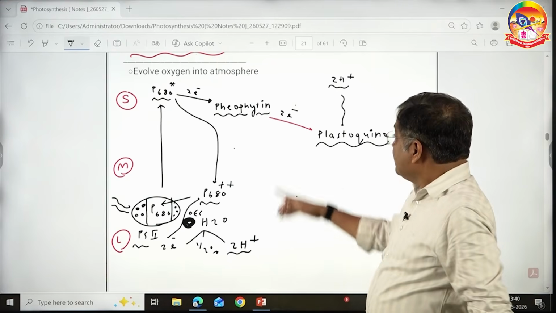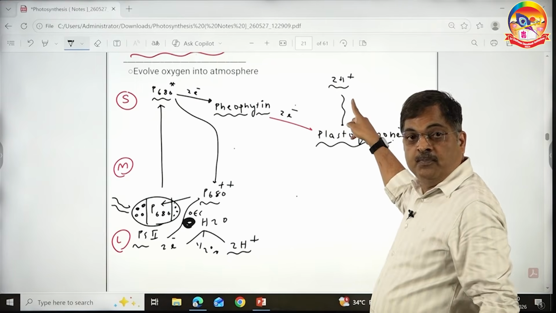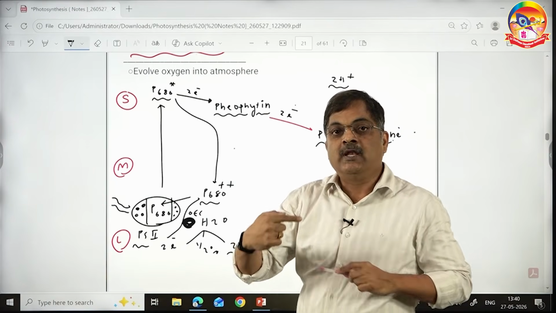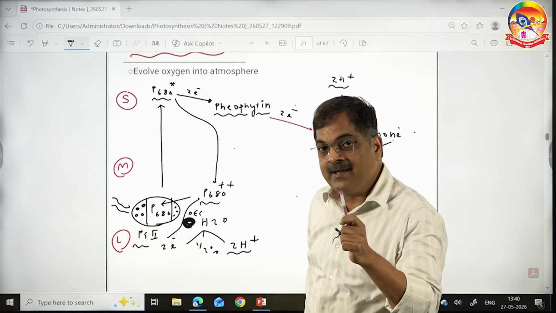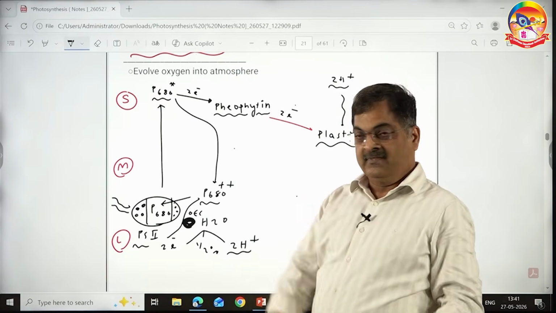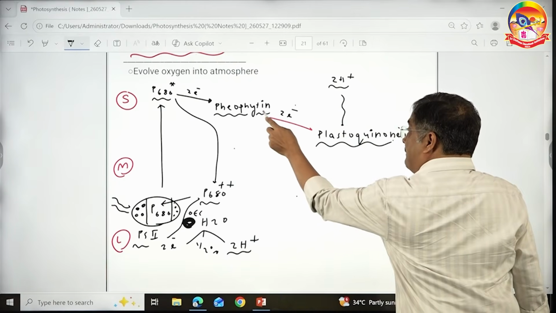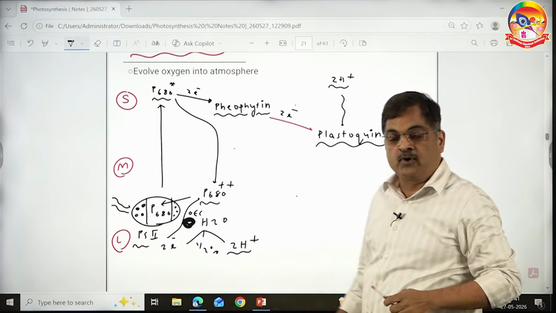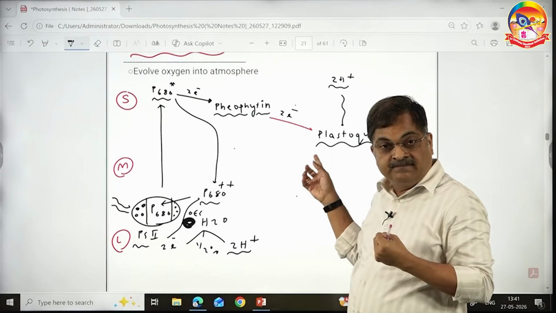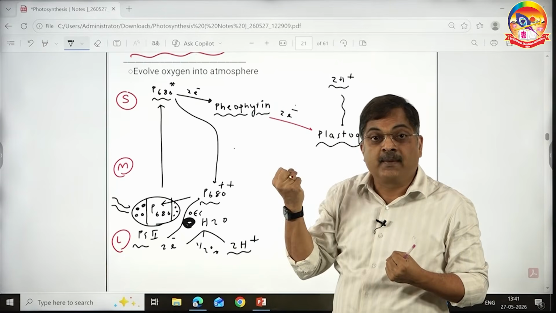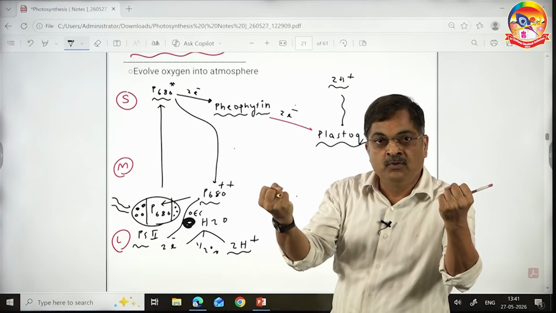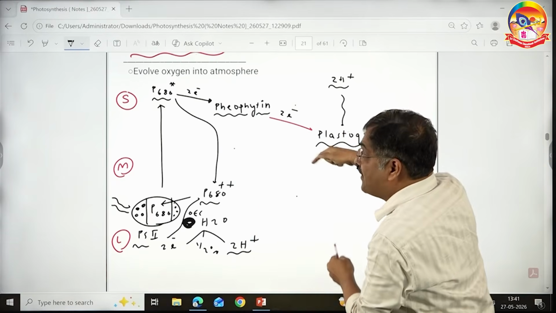Then naturally, by accepting two electrons and two protons, plastoquinone is going to become plastoquinol. In organic chemistry, you studied that ones on reduction give rise to ols. That's very simple. Now, by accepting two electrons and two protons, I am plastoquinone. I accept two electrons from pheophytin. I accept two protons from stroma. Now I have got two electrons and two protons. I am free to move. So therefore, what do I do? I move from that side.